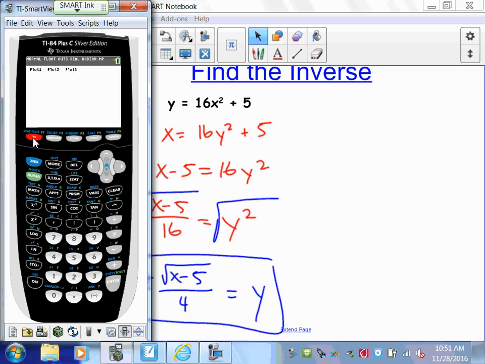The original problem was, let me clear it out, 16x squared plus 5. Let me clear out that second one. Okay. Whoa. That's not right. Delete, delete. Nope, there it is. Okay, 16x squared plus 5.